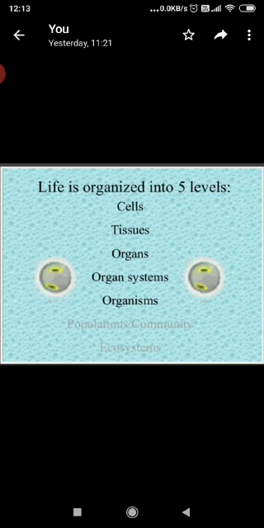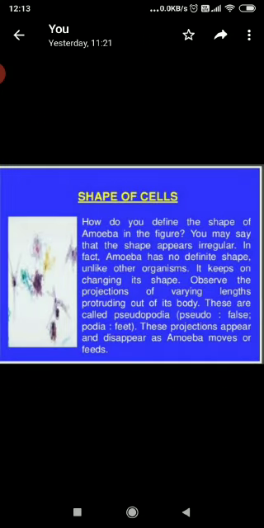So the various organ systems make up a living organism. Shape of cell. So the next topic is: what are the different shapes and sizes of the cell? Different organisms have cells of different kinds. Cells show variation in terms of their shapes and size.